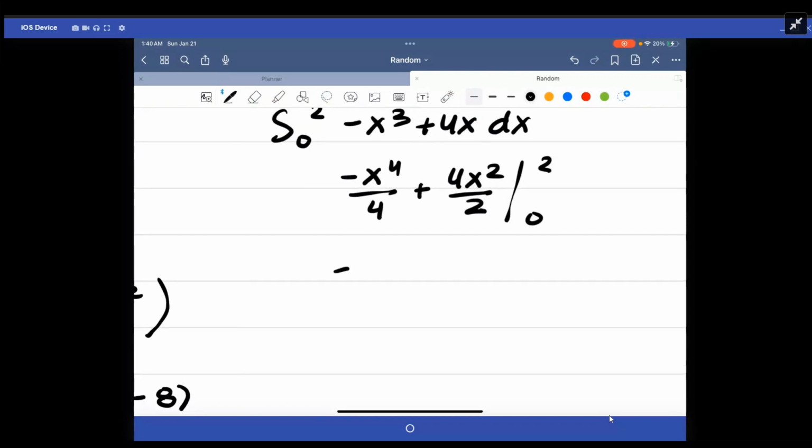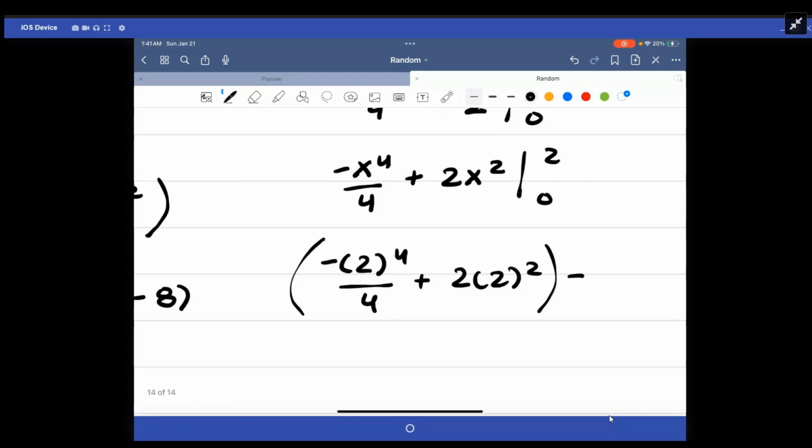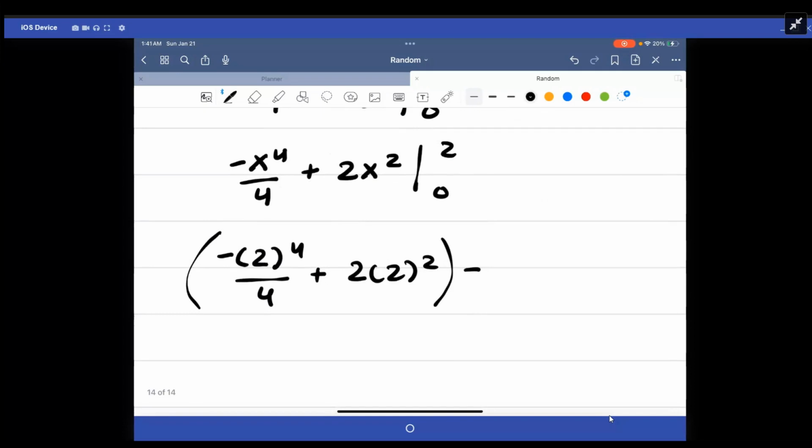Now we're going to rewrite it to 2x squared from 2 to 0. And let's do the math. So negative 2 to the power 4 divided by 4 plus 2 times 2 squared, minus, well, if we were to plug in 0, it'd be 0 divided by 4 plus 2 times 0, so that's just 0.